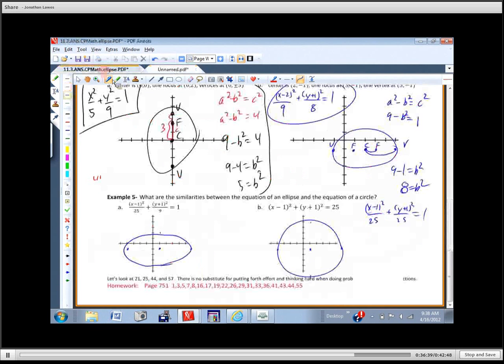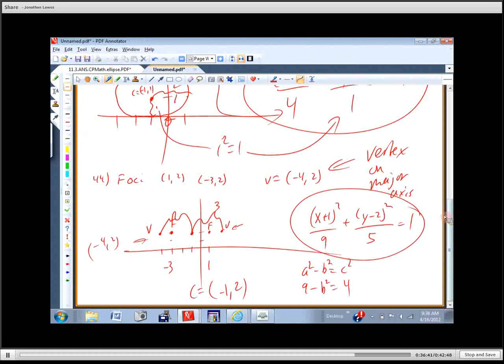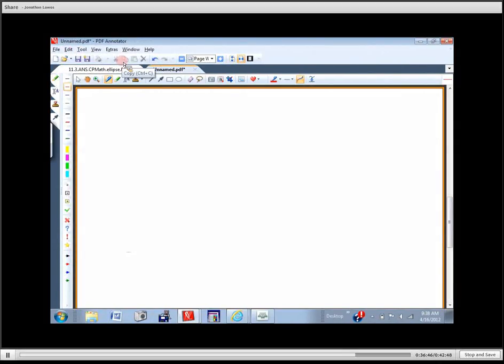Okay, and the last one is an application one. It's problem number 57. Again, these tend to be kind of tough because you've got to read it and interpret a lot. Number 57. Okay, Whispering Gallery.